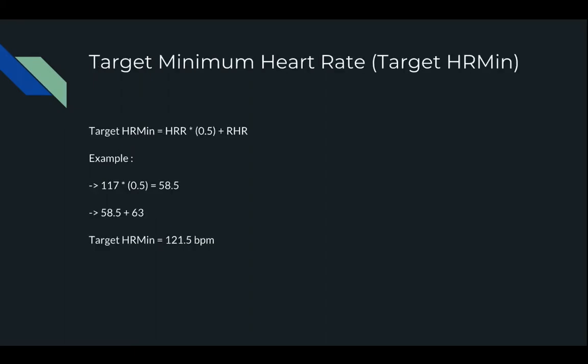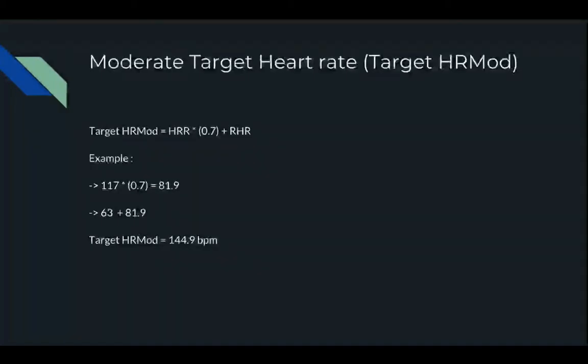After this, we have target minimum heart rate, whose formula is given by target HRmin equals HRR into 0.5 plus RHR. If we substitute the values of HRR and RHR from the above calculations, we get target HRmin to be 121.5 bpm. And then moderate target heart rate. The target HRmod formula would be HRR into 0.7 plus RHR. If we substitute the values of HRR and RHR from the above calculations, we get the target HRmod value to be 144.9 bpm.